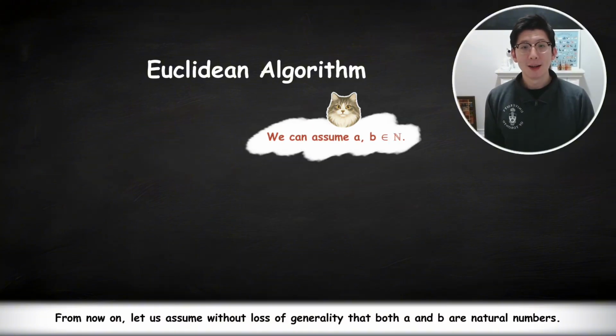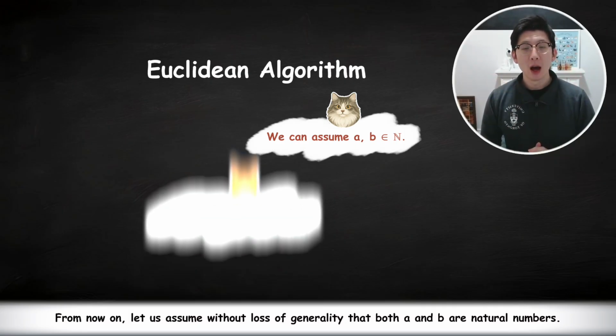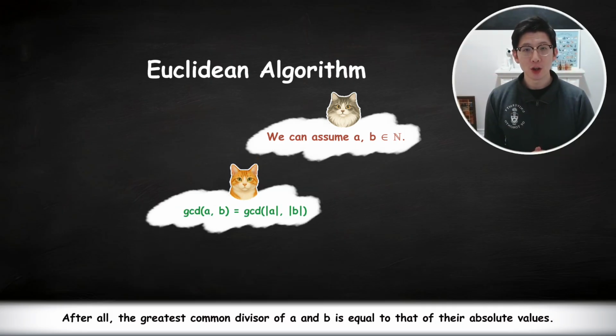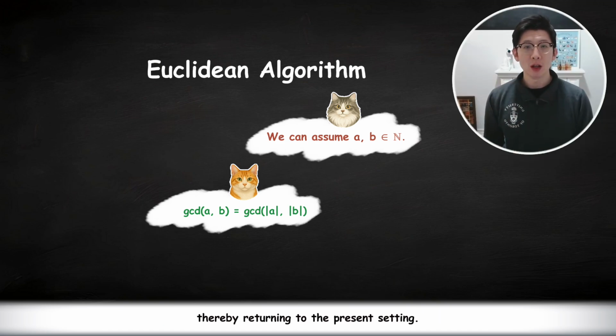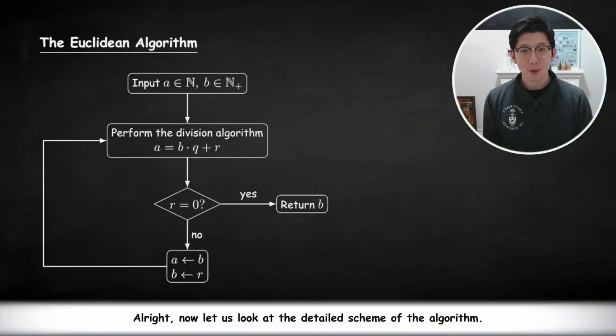From now on, let us assume without loss of generality that both a and b are natural numbers. After all, the greatest common divisor of a and b is equal to that of their absolute values. Thus, if either a or b is negative, we can replace it by its absolute value, thereby returning to the present setting. Alright, now let us look at the detailed scheme of the algorithm.